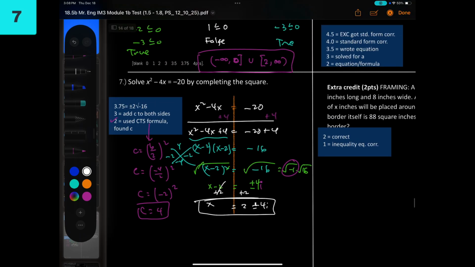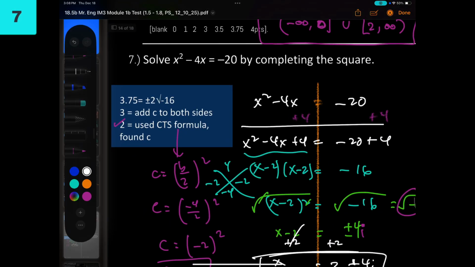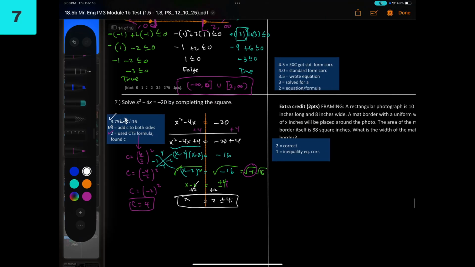Okay, so if you did the C on both sides, plus 4 on both sides, I gave you 3 points. If you got to 3.75, it should be 2 plus or minus square root of -16. Like you didn't know how to simplify the square root of -16. That's how you got partial credit.